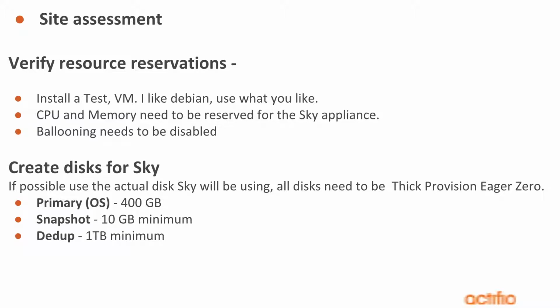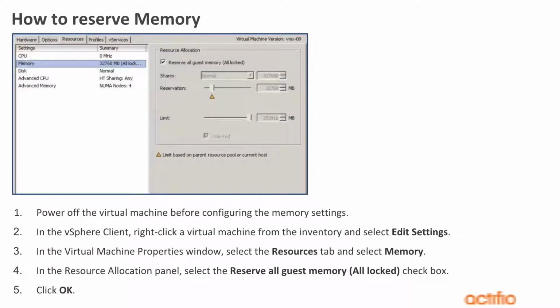So if we are going to do just the minimum, just to do some testing, we need 400 gigabytes for the primary pool. Now, the primary pool is where the Actifio software lives. You're never actually going to store any data there. Now, the snapshot pool needs to be a 10 gig minimum, and dedupe needs to be 1 terabyte minimum. And once you've got those disks set up, we can actually start looking at site assessment.